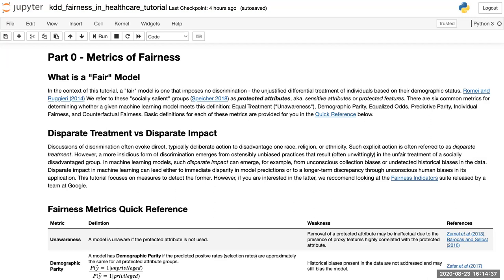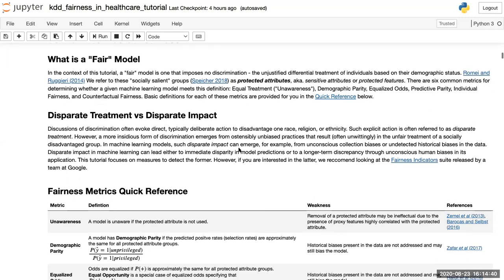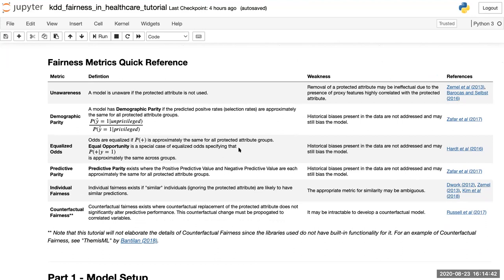So, as Mohammed mentioned, there are six common metrics for fairness, which are all listed in this fairness metrics quick reference, which will be available to you when this alpha release comes out in a couple of days. Those six metrics are unawareness, which regards simply whether a protected attribute has been used in the data. Next, there's demographic parity, which validates whether the outcomes are the same. The positive prediction rates should be approximately the same across groups. Next is equalized odds, which similarly validates consistent conditional prediction probabilities, that is, conditioned upon membership in each group.